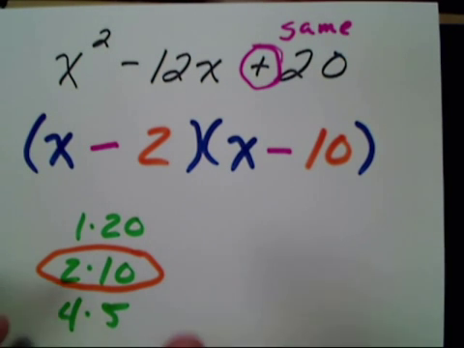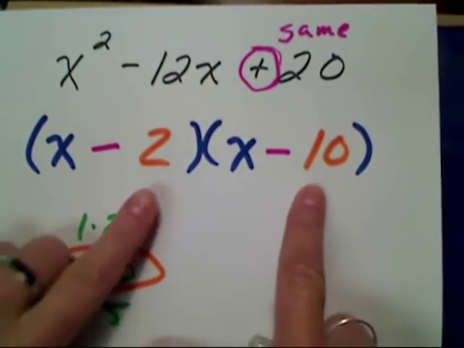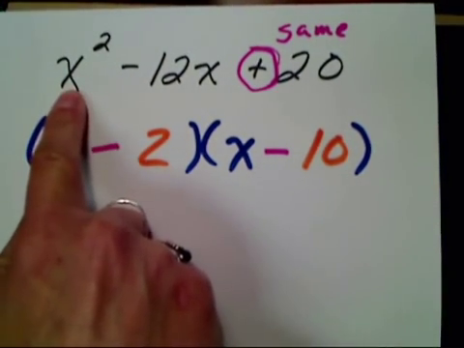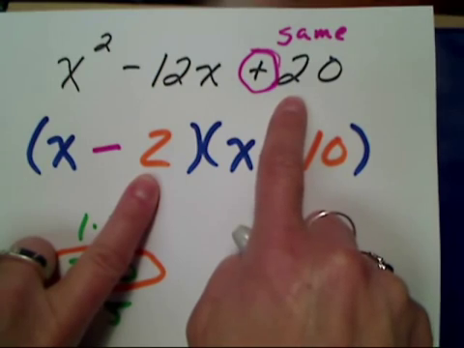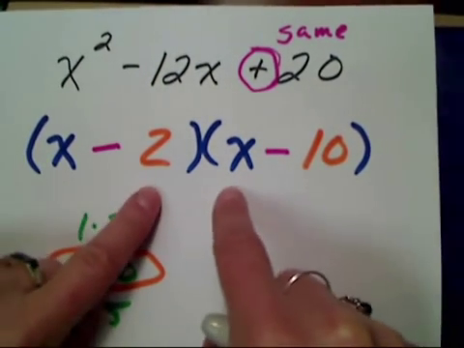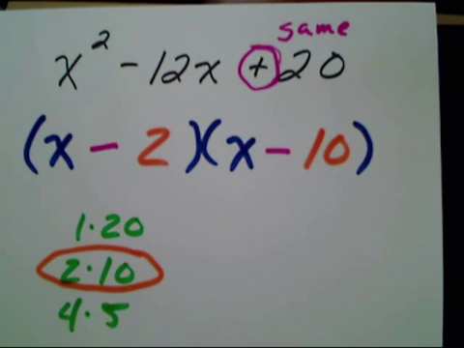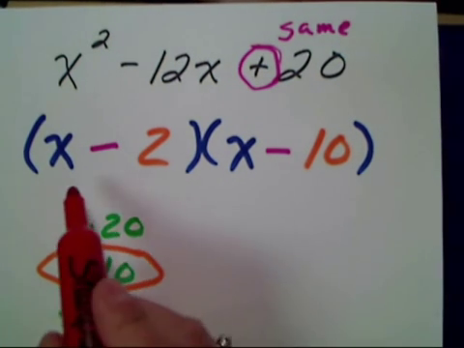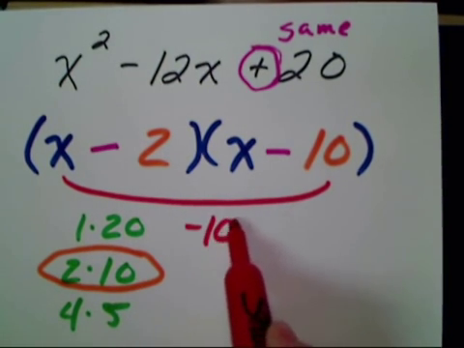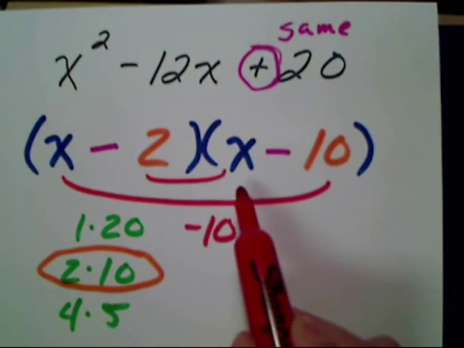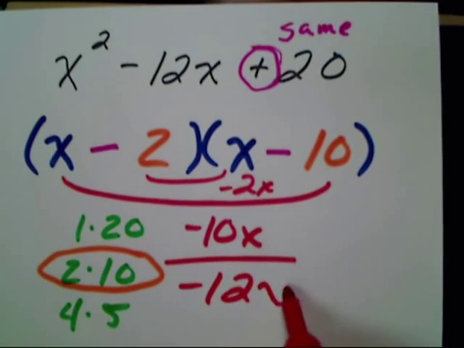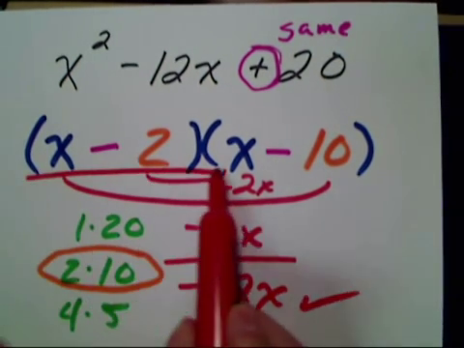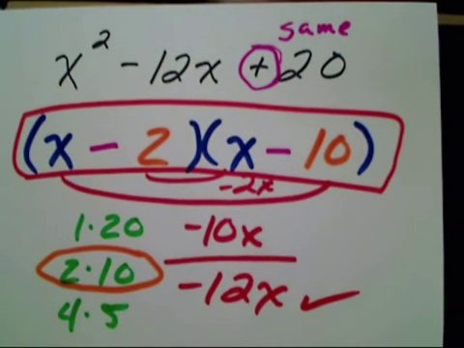Technically, in your FOIL method, you don't need to do the first and the last. I chose x times x to get me x squared. I chose negative 2 times a negative 10 to give me a positive 20. I just need to check that my outside and my insides combine to give me the negative 12. My outside here is a negative 10x. My inside here is a negative 2x. Negative 2 and a negative 10 is negative 12. So it checks. This is my answer in factored form: x, the quantity of x minus 2, times the quantity of x minus 10.